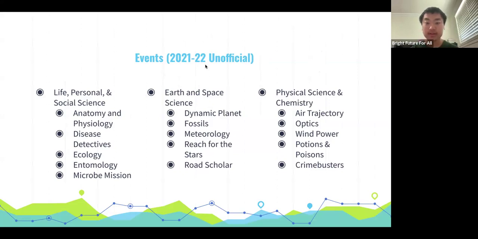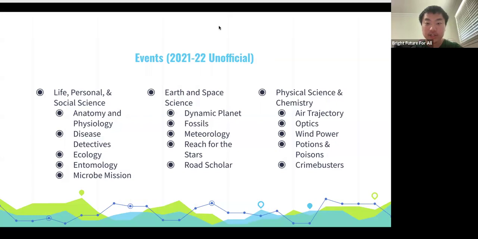Depending on the season, the events will change somewhat. You might also have events that change within themselves, such as anatomy and physiology and dynamic planet. These are always going to be events, but which body systems are tested in anatomy and which aspect of earth science is tested in dynamic planet can change.